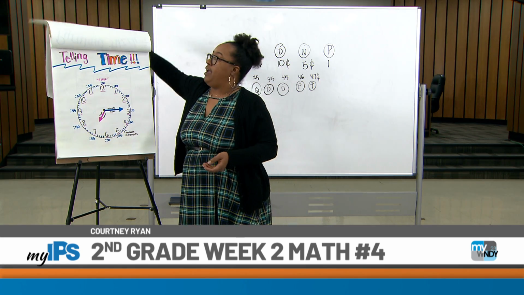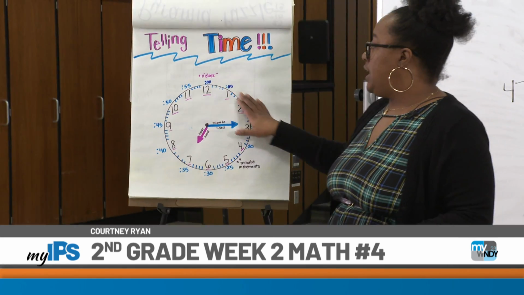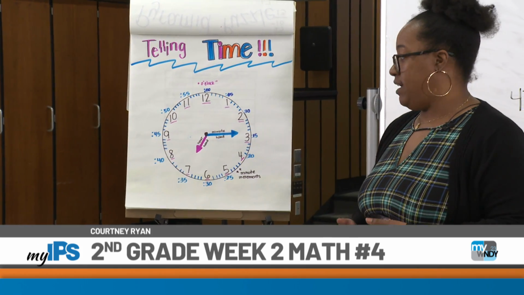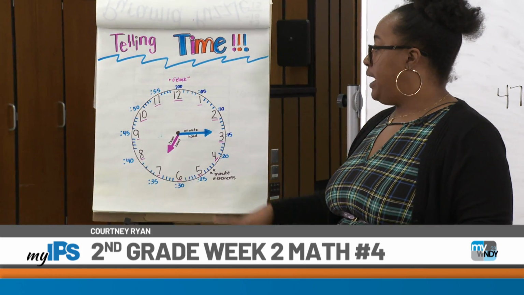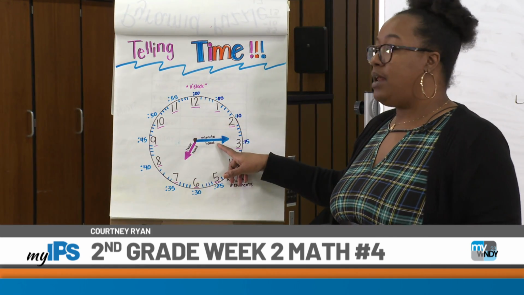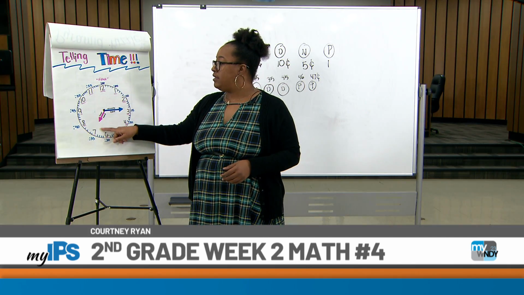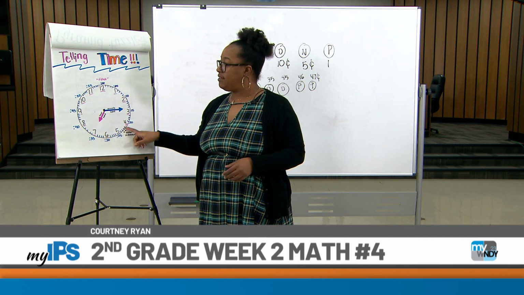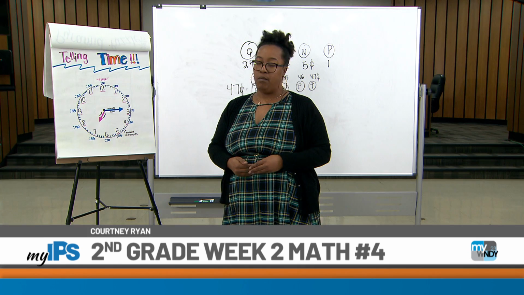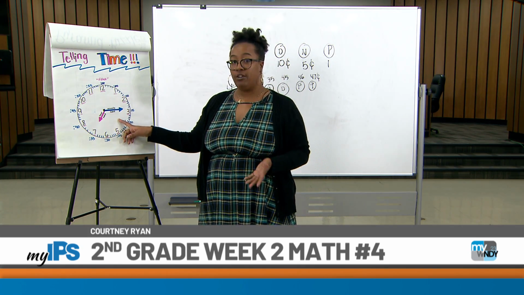Before we look at that, I want to go over some features of a clock. When we look at an analog clock, we're looking at the face of a clock, and we have to pay close attention to the hour hand, or the shorter hand, and the minute hand, or the longer hand. The hour hand tells us what hour it is, and that is represented by the numbers we see on the clock. The minute hand gets a little bit tricky.